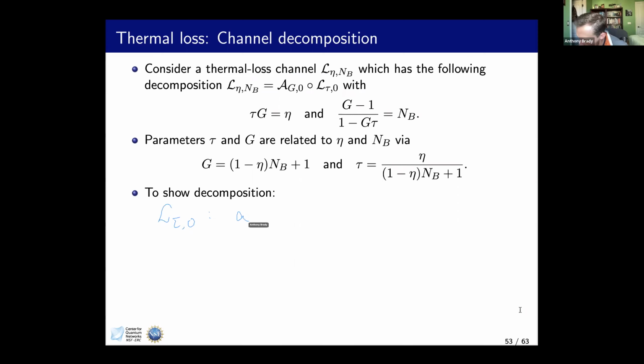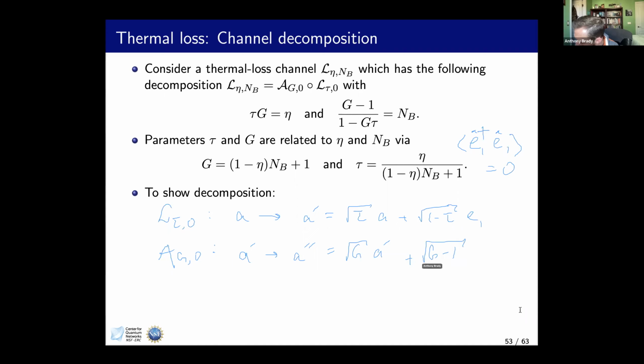So the first thing is let's say I have an input mode A. Through a pure loss channel, this will go to A prime equals tau A plus 1 minus tau E1. And since this is pure loss, this E1 is actually in a vacuum state. Okay. And then following this, we have an amplifier, gain G, which takes A prime to A double prime, which is G A prime plus G minus 1 E2 dagger. Again, E2 dagger E2 is equal to E1 dagger E1, which is equal to 0.